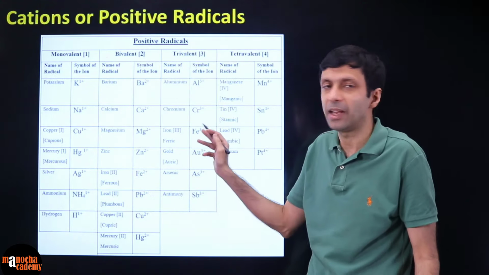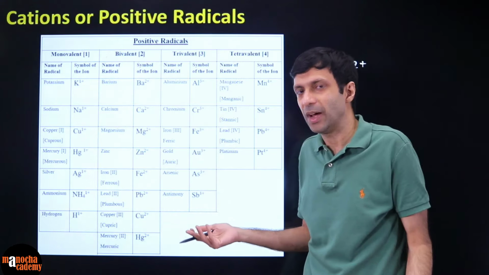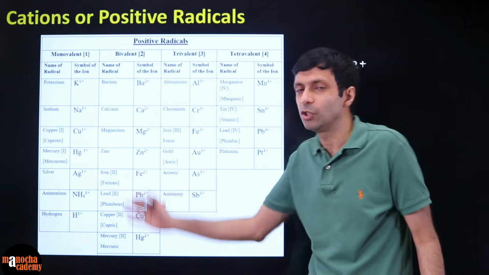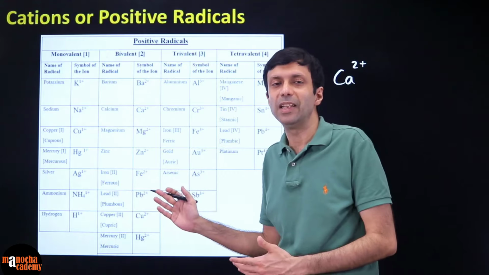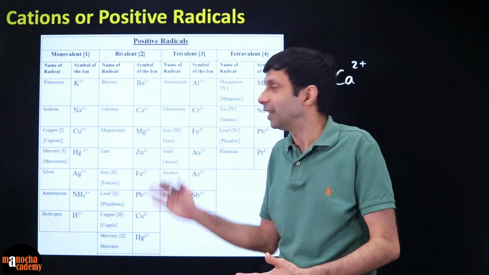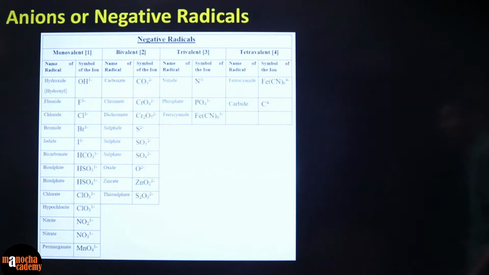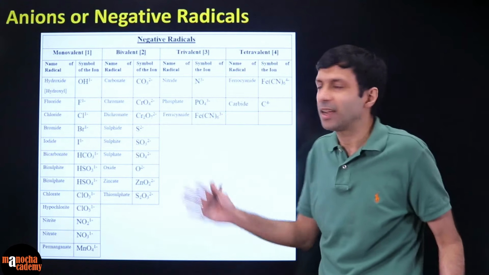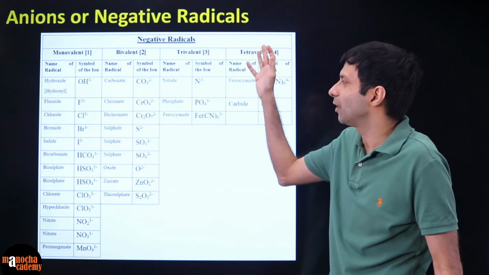So ferrous, ferric. So an element could have multiple valencies. So all these tables you have to learn. These basically deal with the ions and their valency numbers. Similarly, just like you have cations, you also have anions, the negative radicals.